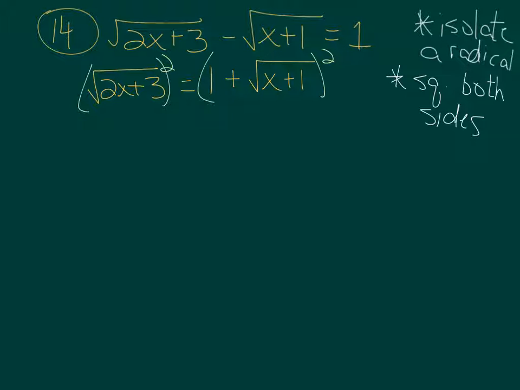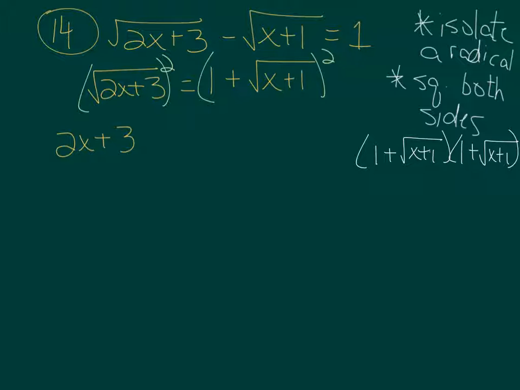This one, the square root of a square, is going to leave me with the radicand, or what's inside. This right here, be careful. This is where you're going to mess up. This is a binomial squared. This is 1 plus the square root of x plus 1 times 1 plus the square root of x plus 1.